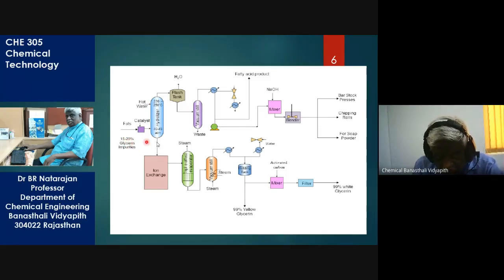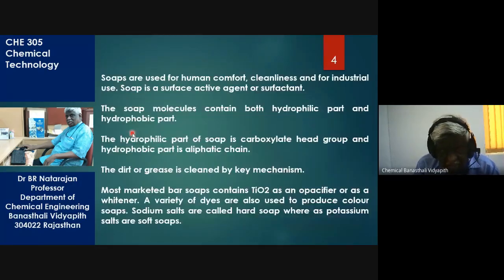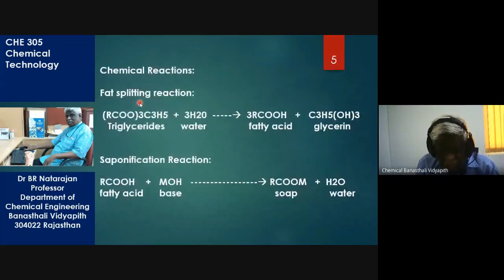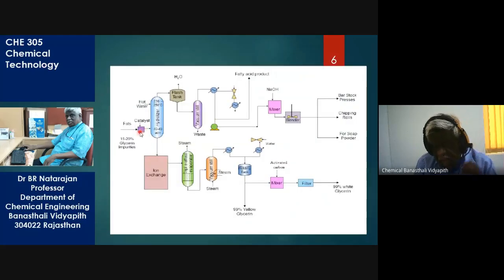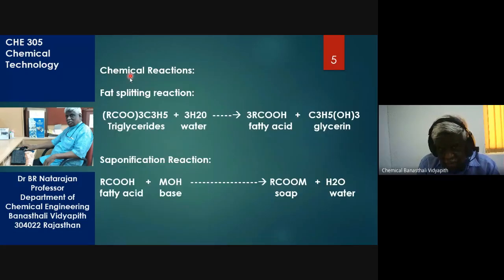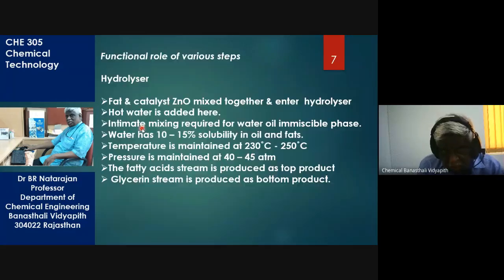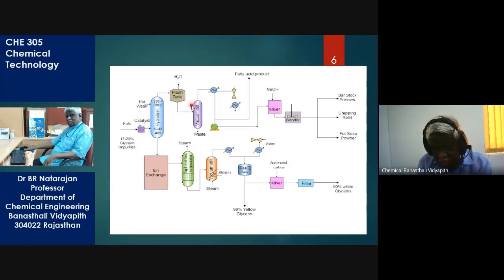So input fats, fatty acids, all these, stearic acid, all these things, fatty acids. Hot water, another input. Catalyst is typically added because in doing this fat splitting, a catalyst plays a good role, and usually the catalyst used is zinc oxide. We'll come to it. First, you understand the flow sheet.